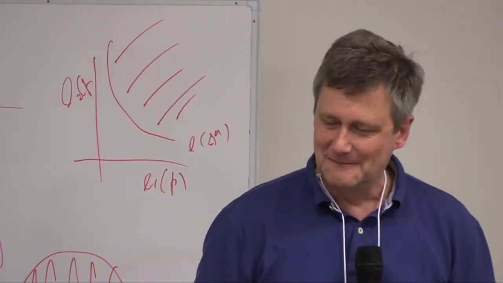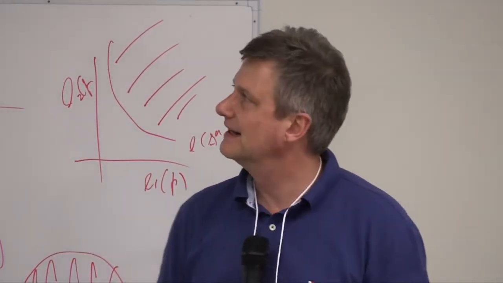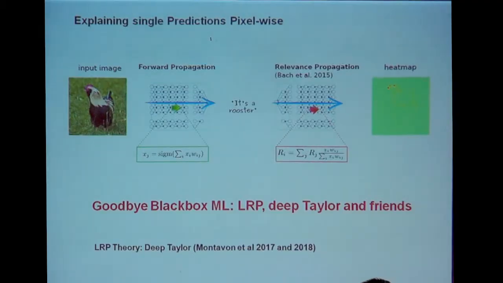I think some of you have seen this slide. There's this topic of explainable AI, where you want to know what is happening in your deep learning or in your nonlinear learning machines. And there's one side of the story that looks at what is happening on average for the whole ensemble, and there's the other one which looks at a single data point.